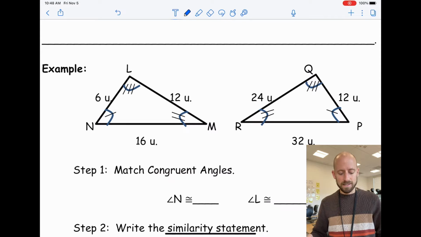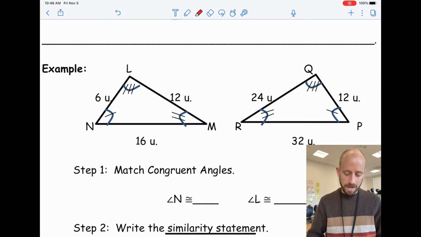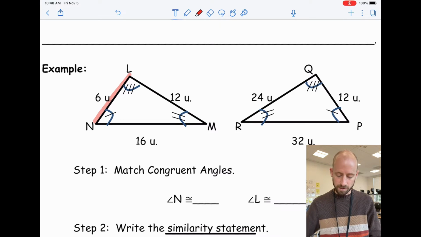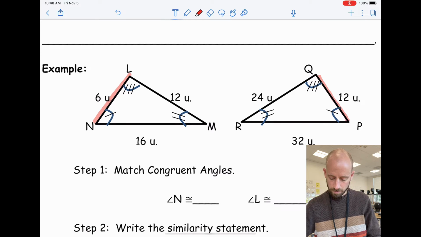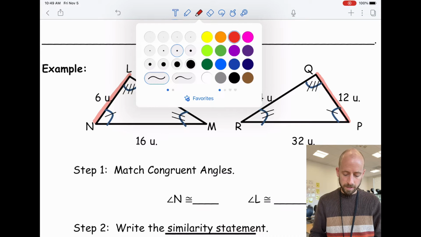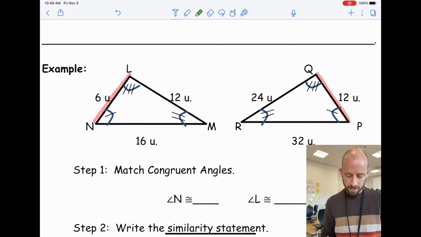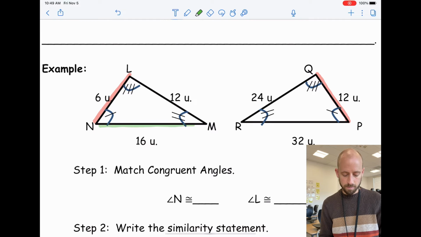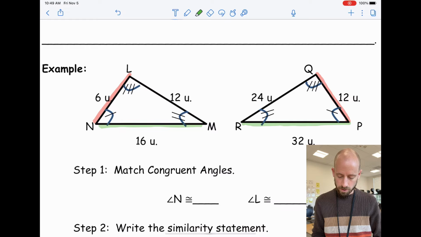Now the sides are not the same size. I'm going to go ahead and highlight the smallest side on the triangle on the left here, in this color red. And then I'm going to go to the other triangle and highlight the smallest side on that triangle. Looks like we've got 24, 32, and 12. So these would be the smallest sides on either triangle. And then let me pick a different color, maybe green, and highlight the biggest side. The biggest side here is 16, and the biggest side on this one is 32.